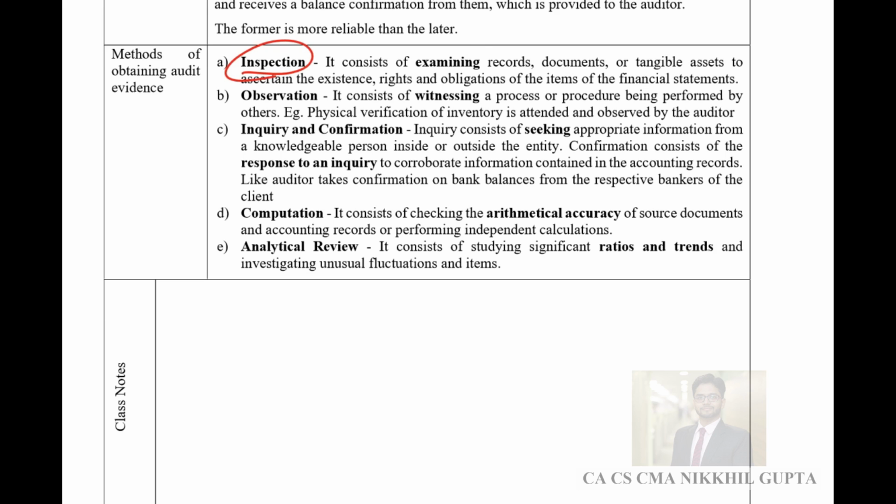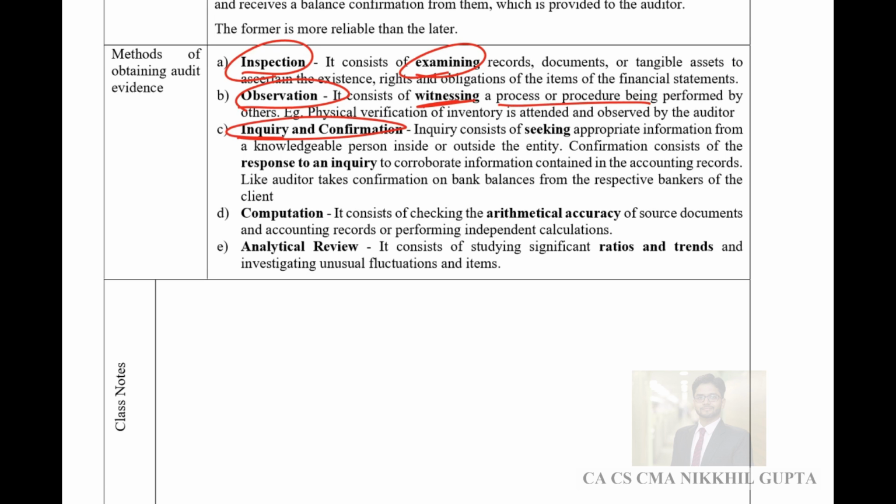Number 1 is inspection, that is examining. We can scrutinize what documents are available, to ensure that the transaction has actually happened. So inspection is one way. Second is observation. This is using your eyes, using your sight. You can witness whether the process or procedure is being performed properly.